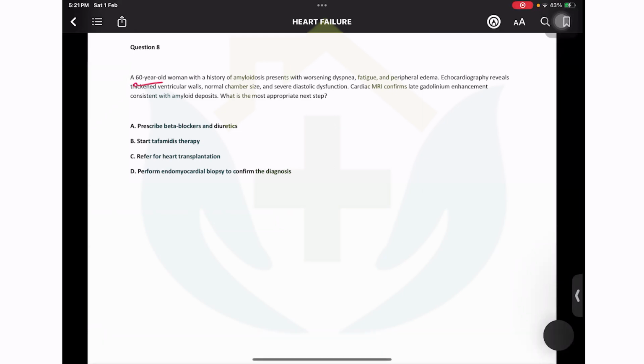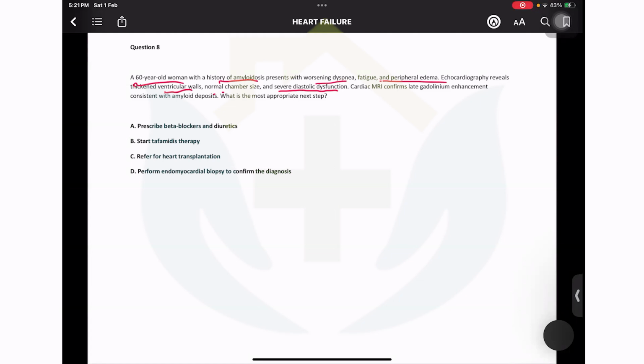A 60-year-old woman with a history of amyloidosis presents with worsening dyspnea, fatigue, and peripheral edema. Echo shows thickened ventricular walls, normal chamber size, and severe diastolic dysfunction. Cardiac MRI confirms late gadolinium enhancement consistent with amyloid deposits. What is the next best step?